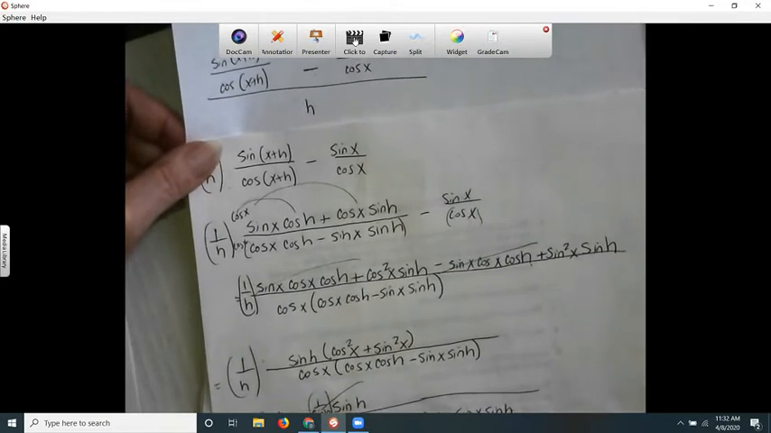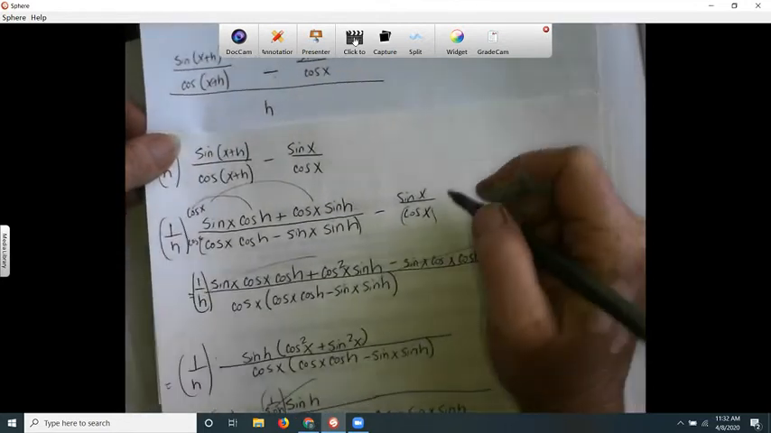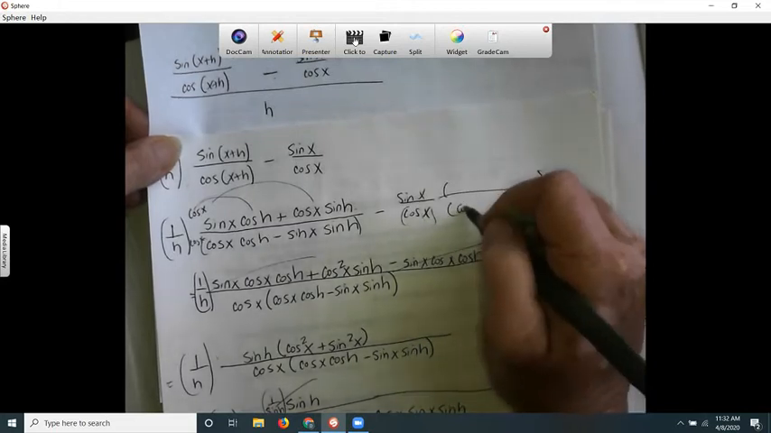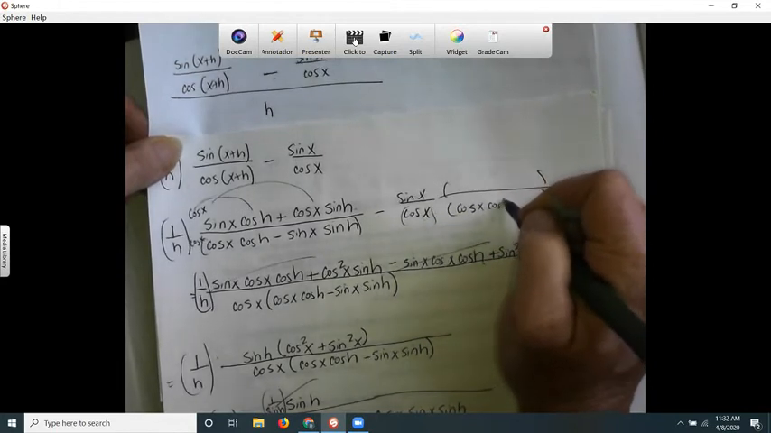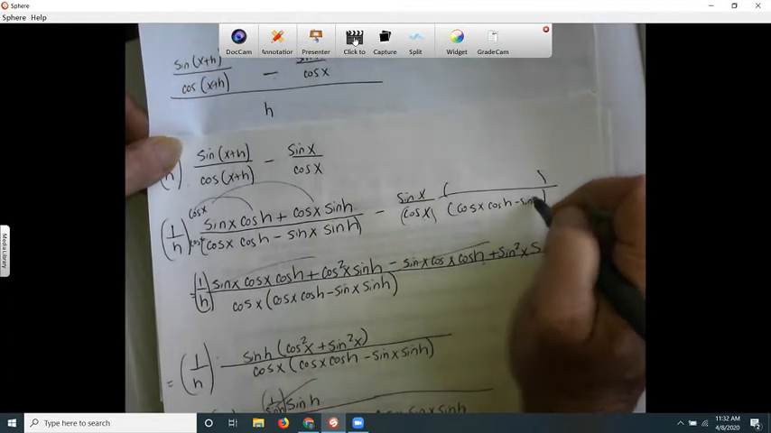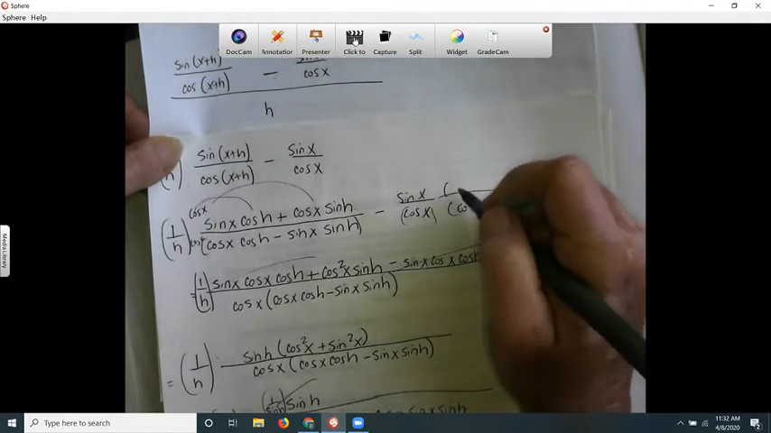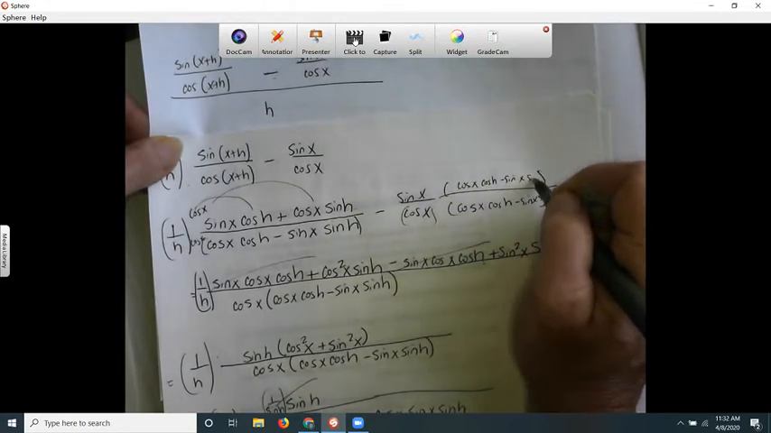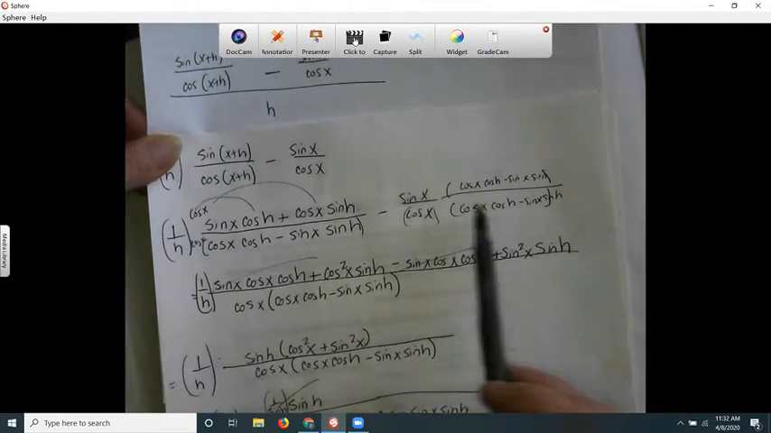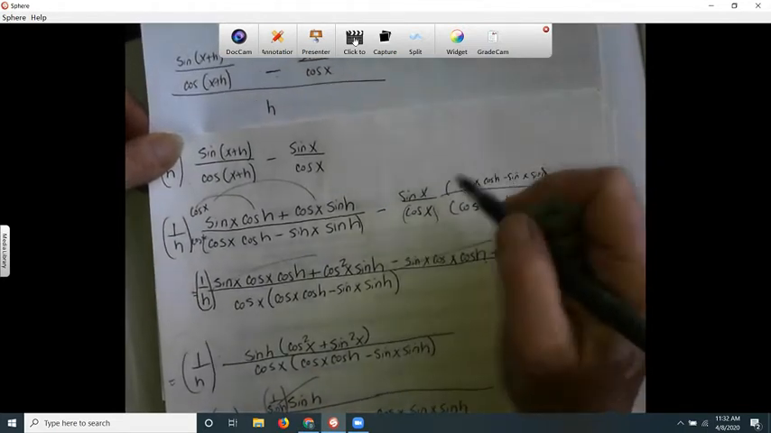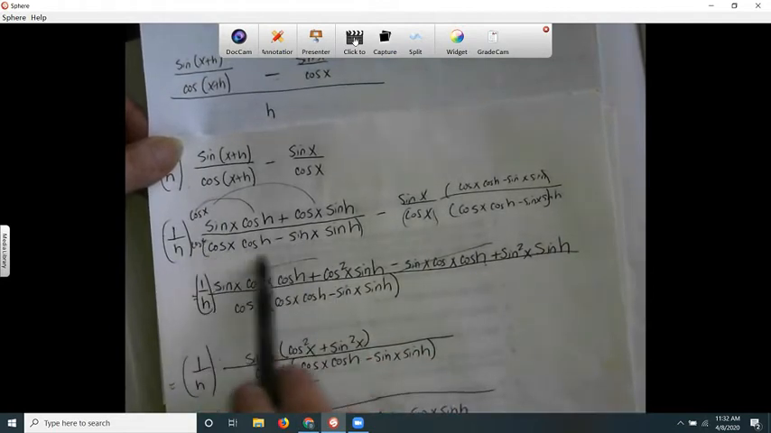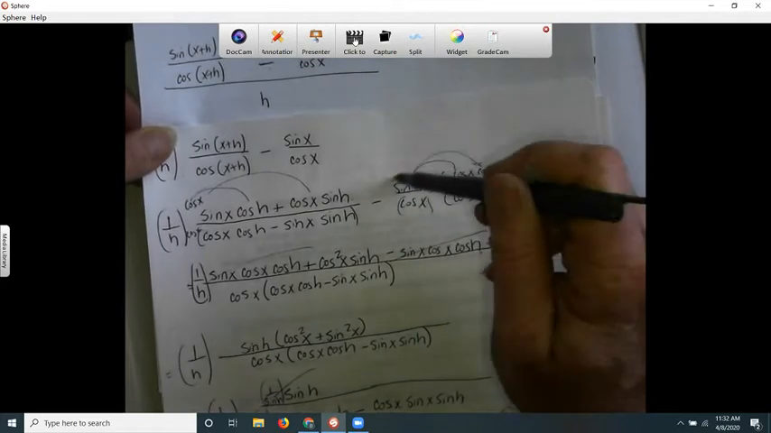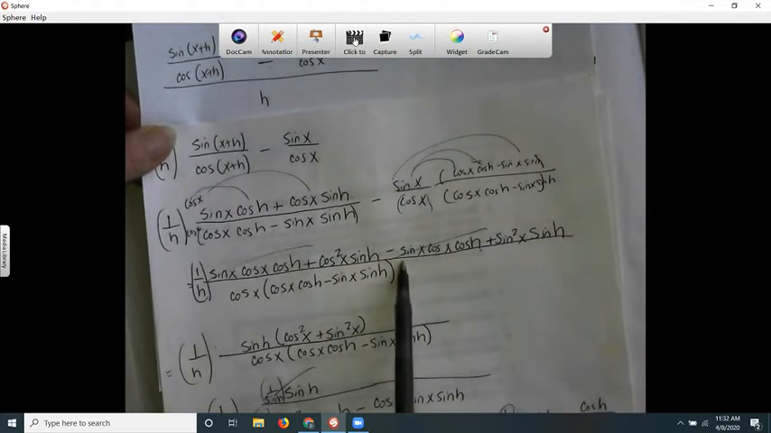And then this fraction would have to get multiplied by cosine x cosine h minus sine h. Basically, I have to multiply this fraction, the top and the bottom, by a giant 1 of that. So that's why there's an extra sine x.